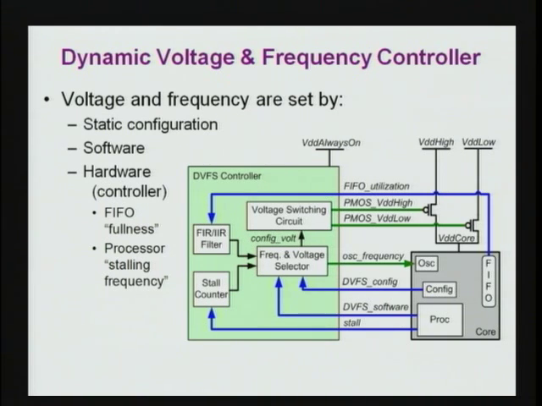The processor stall signal, if left high, is an indicator of the idleness of the processor. So if we use a counter to count how many cycles this signal has been left high, and it reaches a certain threshold, we can lower the voltage and frequency.